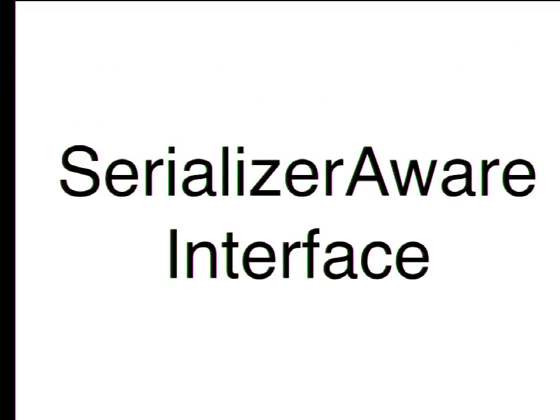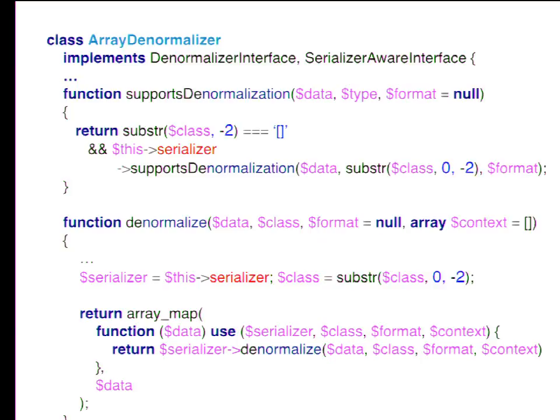There's also the serializer aware interface. So this is something if you create a custom normalizer, you can have it implement the serializer aware interface, which basically means it's automatically going to get the serializer attached to it. And this is this array denormalizer that I talked about that is coming in Symfony 2.8.